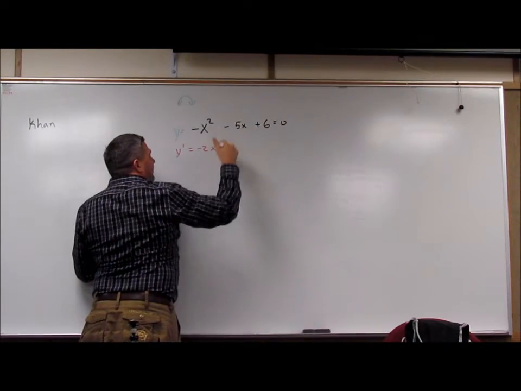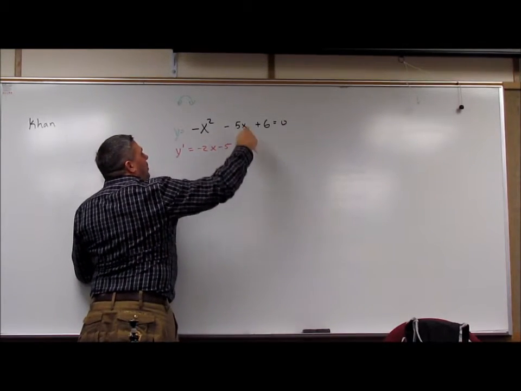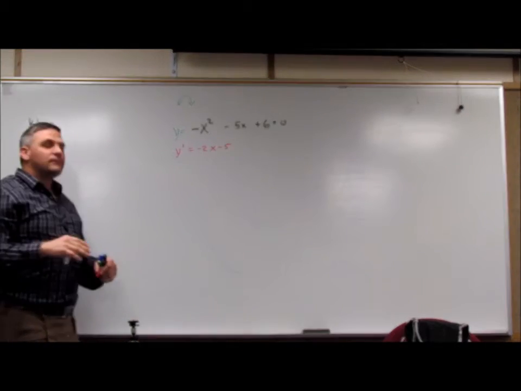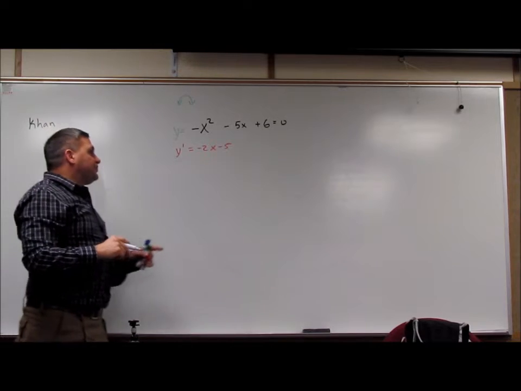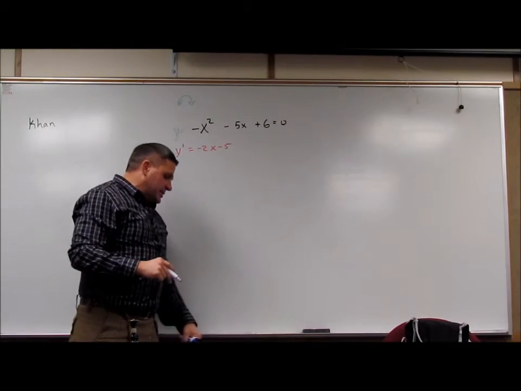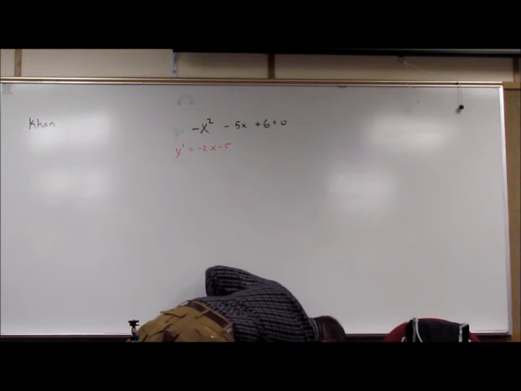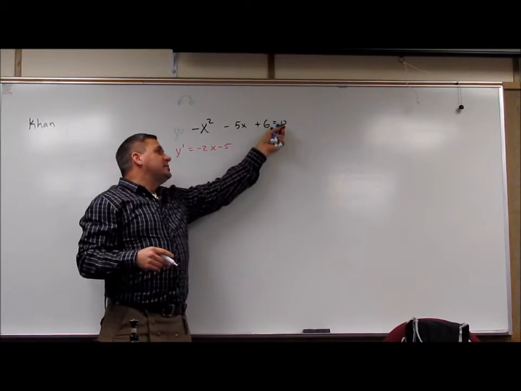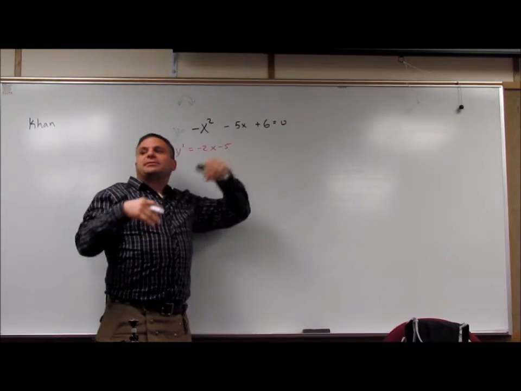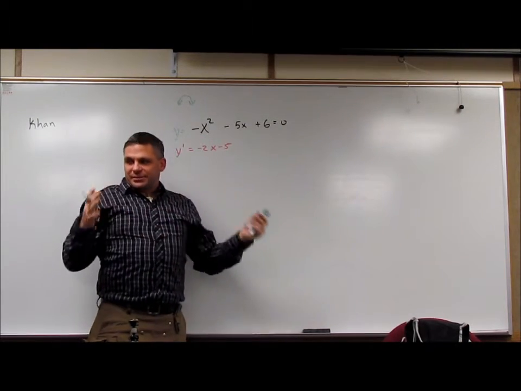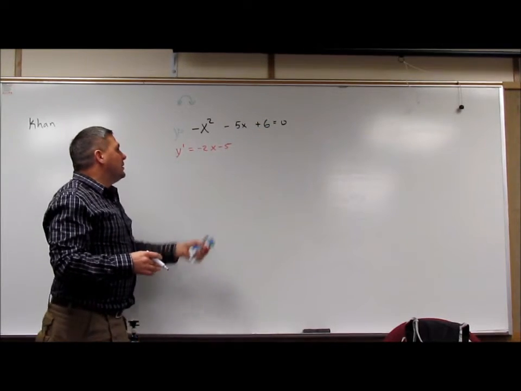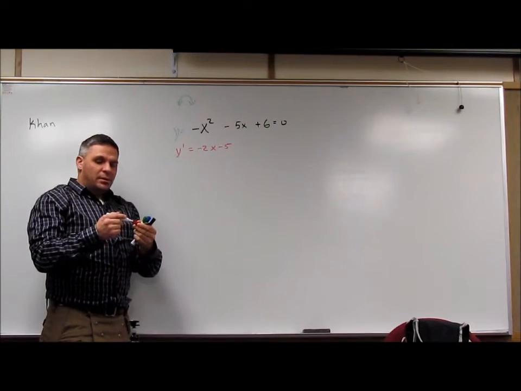1 times negative 5 is negative 5. But 1 from 1 is 0. Right? Okay. And so that means there's no x left there. And then there's actually x to the 0 here. And 0 times 6 is 0. So then that just cancels it all out. So that goes away. This is your y prime, right?